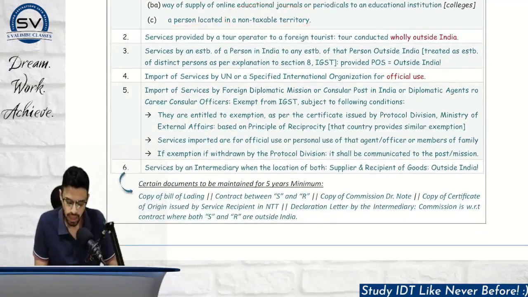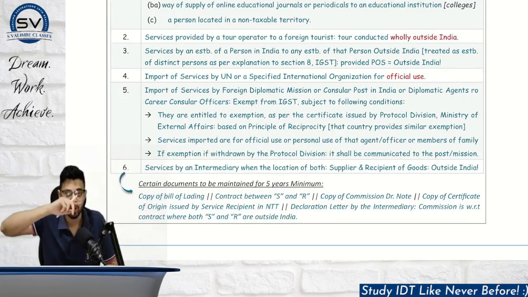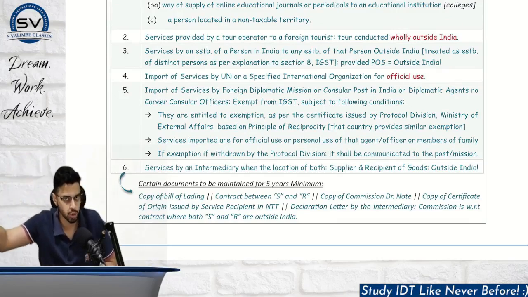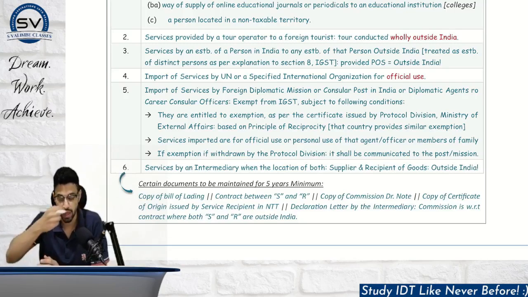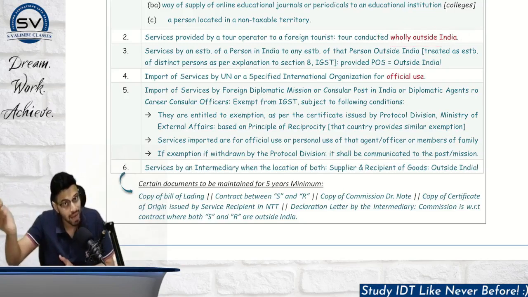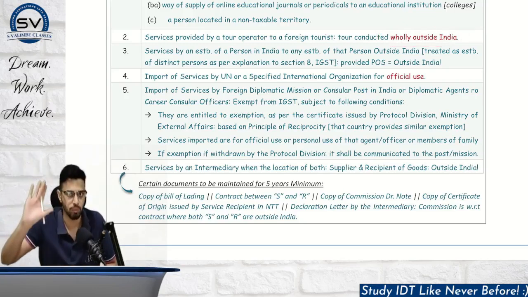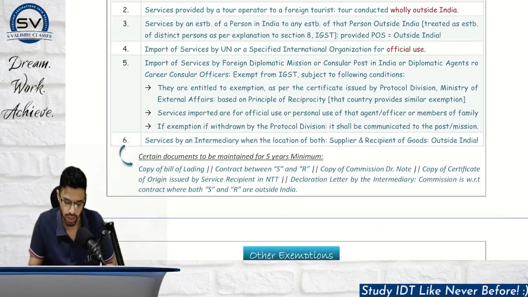Next, services provided by a tour operator to a foreign tourist with respect to a tour conducted wholly outside India. The above part that we covered, in which we calculated two amounts, 50% and days proportionate amount, was when it was partly in India and partly outside India. See, if it is entirely in India, then there is no exemption. If it is entirely outside India, that is completely exempt. If it is partly in India, partly outside India, we have to compute the calculations. Two figures we have to calculate. The lower one will be exempt, that we studied above.